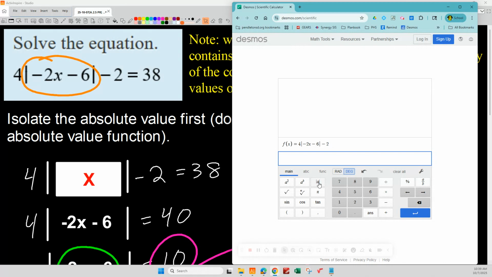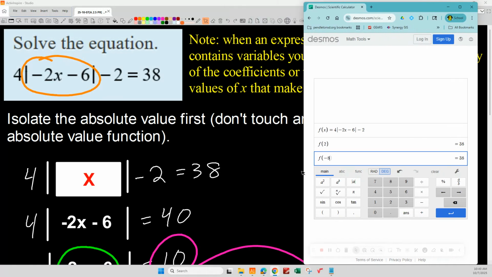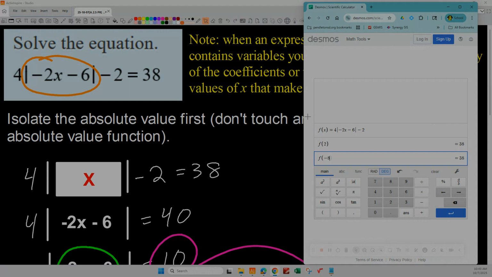Now normally I would do g of x equals what's on the right side. Do I need to do that here? No, how come? Yeah, I already know what's on the right side. It's the number 38. So I just have to see if my solutions give me 38 on the left side of the equation too. Okay, so one of them was 2, right? f of 2, 38. What do you know? f of the other one was negative 8. f of negative 8, 38. What do you know? Okay, so what's that tell us? They're correct. Yep.